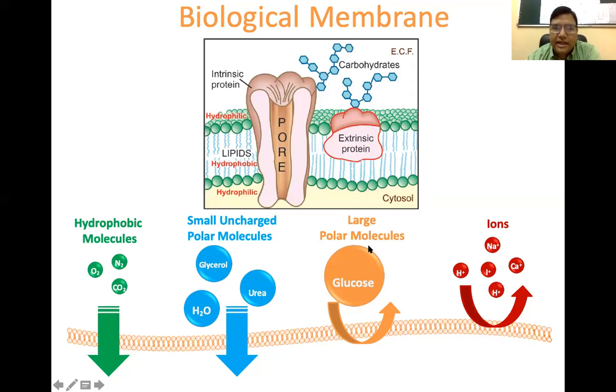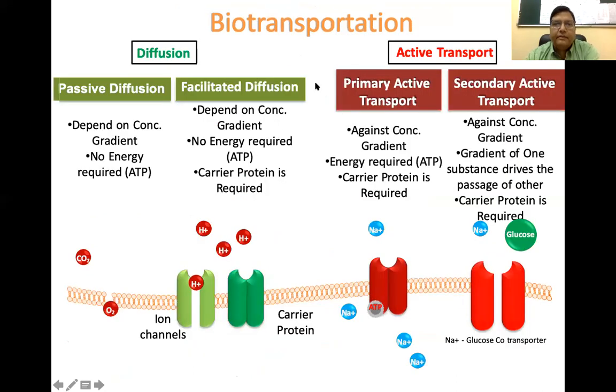So how do these molecules get transported? The basic biotransportation across the biological membrane of these various drugs occurs by either diffusion or active transport. In diffusion, the drug gets distributed from the higher concentration to the lower concentration. That is, they depend on the concentration gradient.